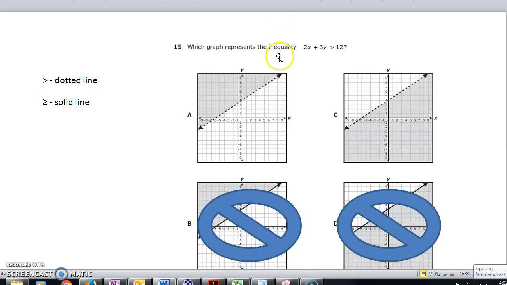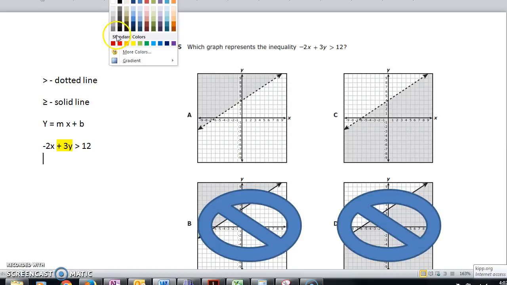So the next thing I need to do is figure out what my actual slope-intercept form is. Remember, I need to have this in y equals so I can figure out what the slope and the y-intercept are going to be. So here's my equation, negative 2x plus 3y is greater than 12. I need to get this y all by itself. So first, I'm going to move my minus 2x by adding 2x to both sides.